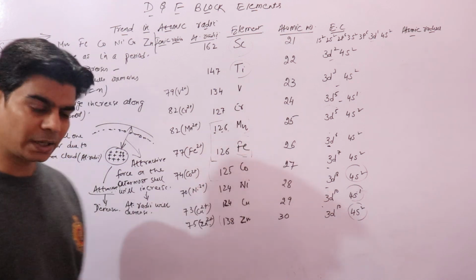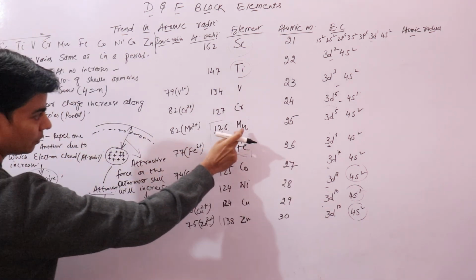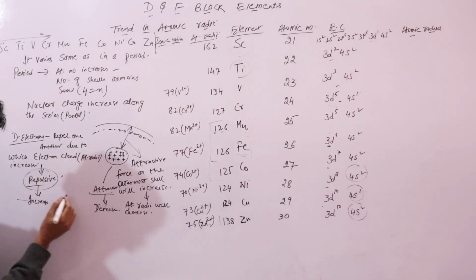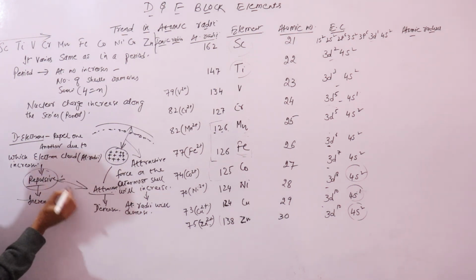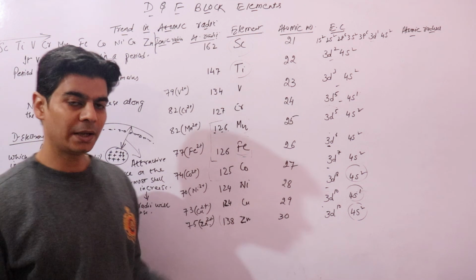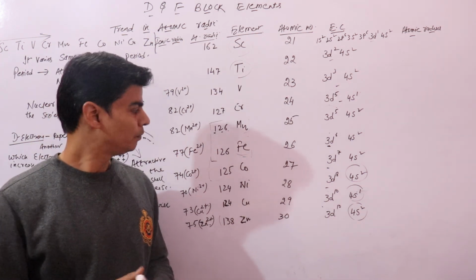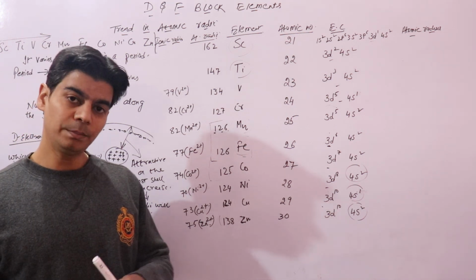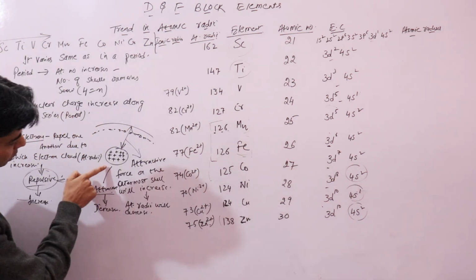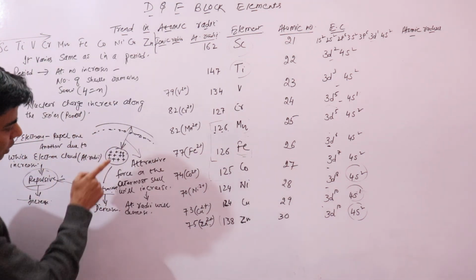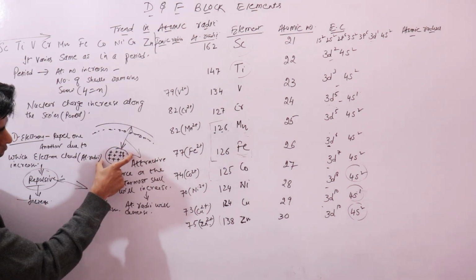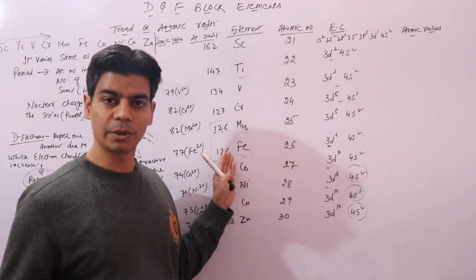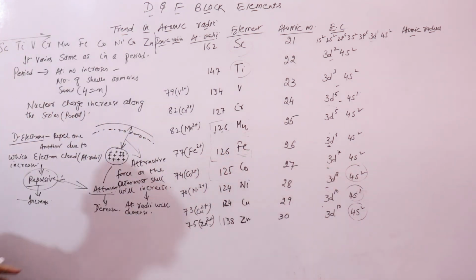Why doesn't it decrease from manganese to iron? Because at iron, this repulsive force is exactly equal to the attractive force. So at iron, when the repulsive force due to the increased number of d electrons becomes equal to the attractive force between the nucleus and your outermost shell, there is no decrease in the atomic volume, right? I hope this is clear.